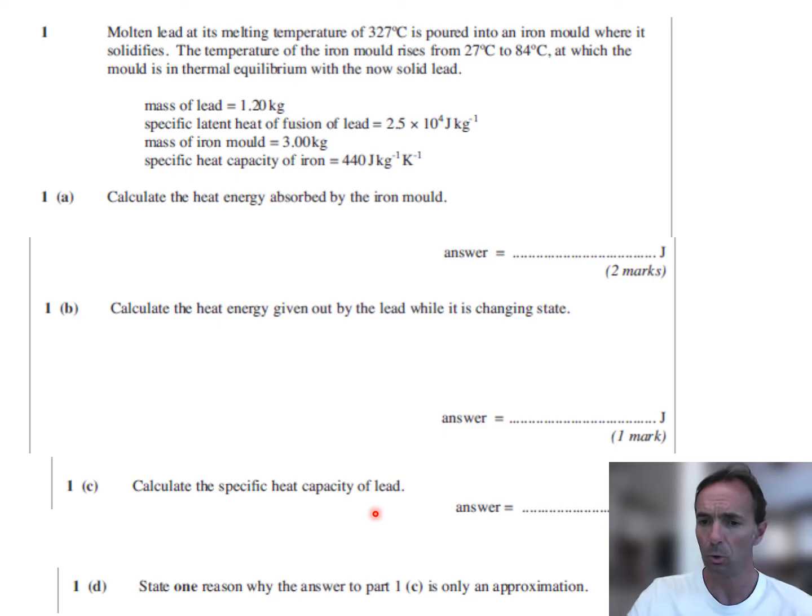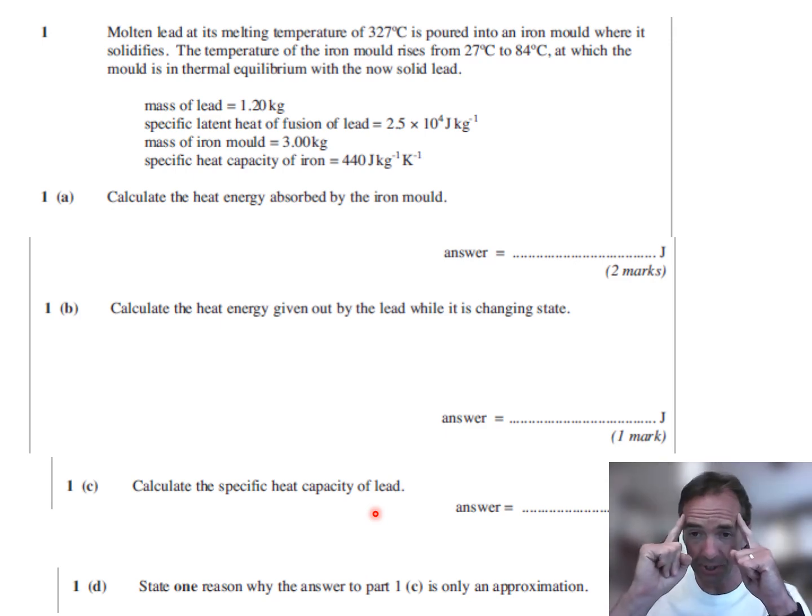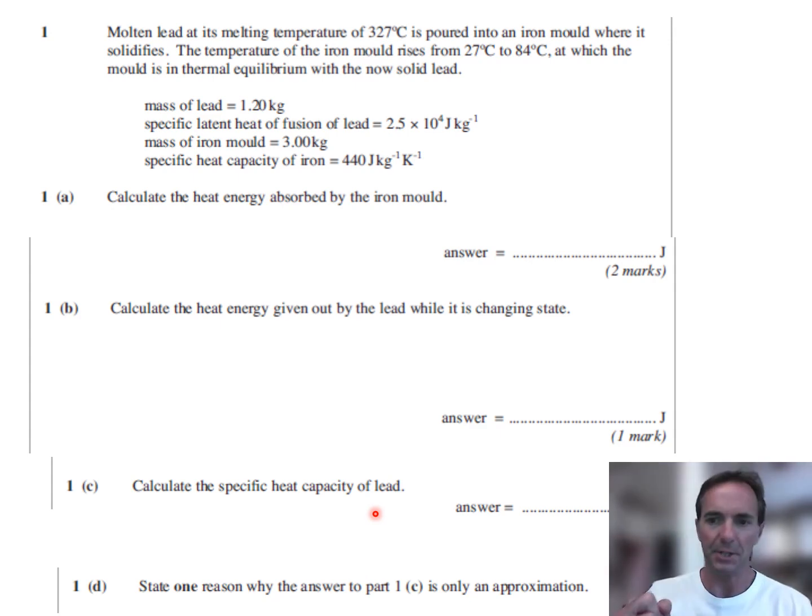The key is always thinking about two different energies. Energy of it solidifying, energy of it cooling down or heating up. Energy of it heating up, energy of it for it boiling. Those are the two things that are always here. So all I have to do here is take those two energies away from each other. So take the big one away from the small one. That will give me the energy that is being given out by the lead or absorbed by the iron, depending on which way you're looking at.